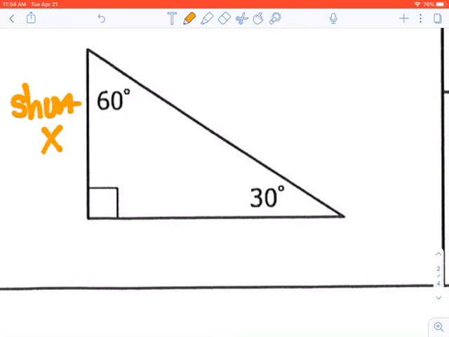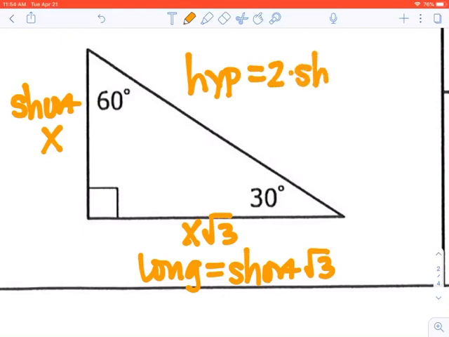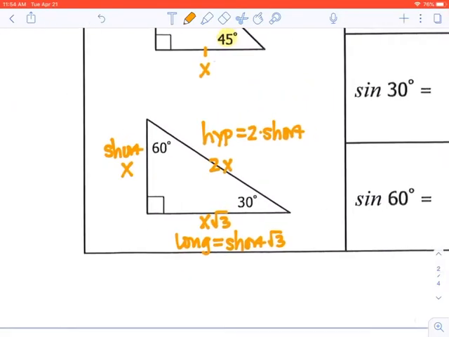And I can call that x. And then opposite the 60 degrees is your long leg. And your long leg is always the short leg times the square root of 3. And so your long leg here is going to be x rad 3. Short leg times the square root of 3, x rad 3. And then the hypotenuse is always 2 times the short leg. And so in this case, the short leg is x, so your hypotenuse is 2x. So you have x rad 3, and you have 2x, okay?